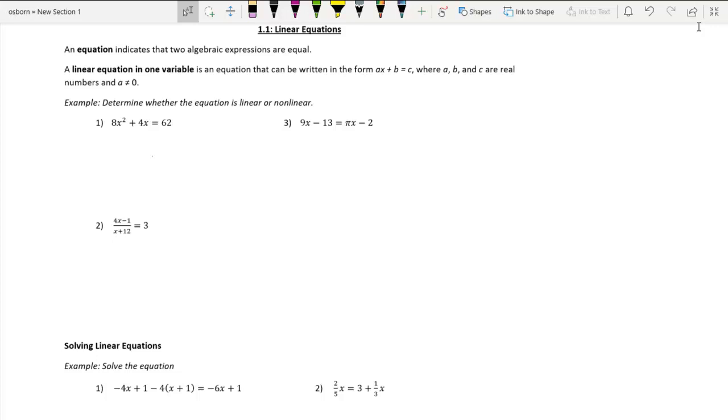So let's look at our first example. We want to determine whether the equation is linear or nonlinear. For the first example, we have ax squared plus 4x equals 62. Now this is an example of nonlinear. The reason why this is nonlinear is because your x term is squared. So this is in fact a quadratic. This is not linear.